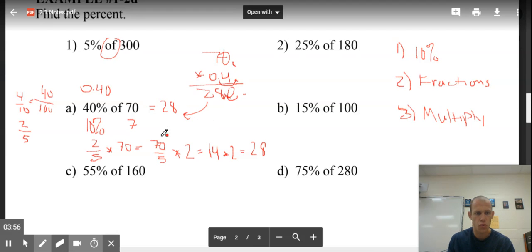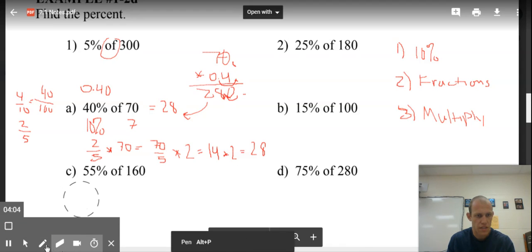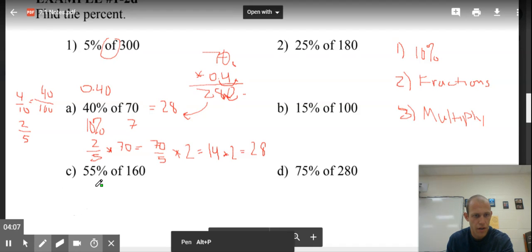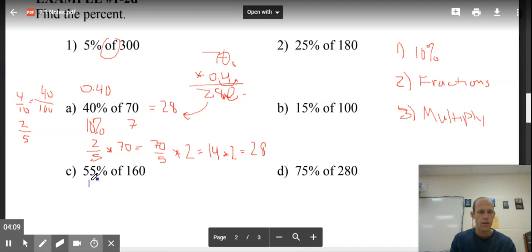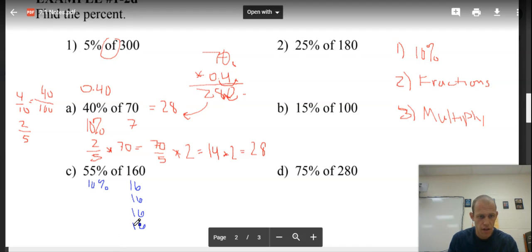Okay, let's just do one more. We'll do 55% of 160. So the 10% way, actually, let me pick a different color since I tend to get very close together here. Oh, blue. 10% of 160, just divide that by 10, which is 16. I have 5 of those. So there's another 16, another 16, another 16, and another 16.